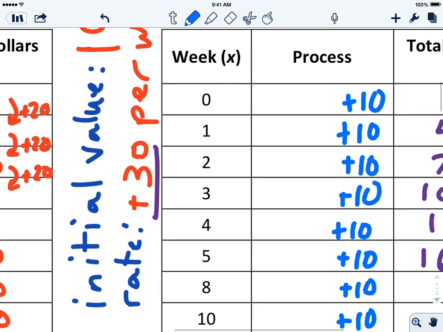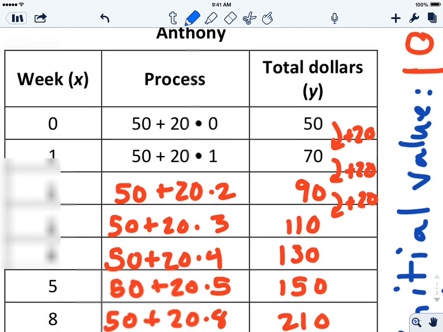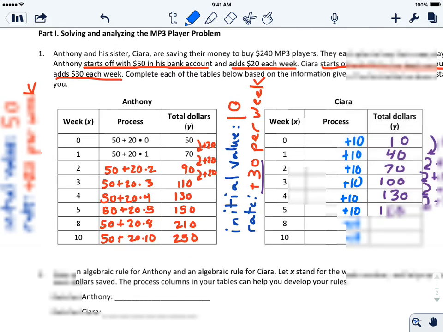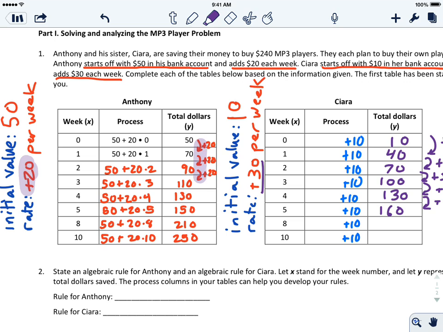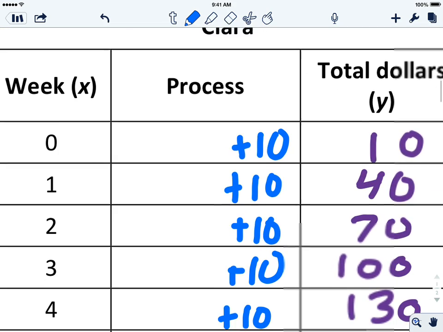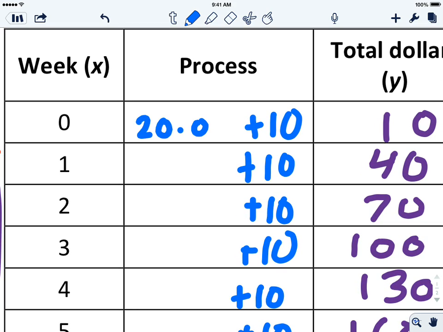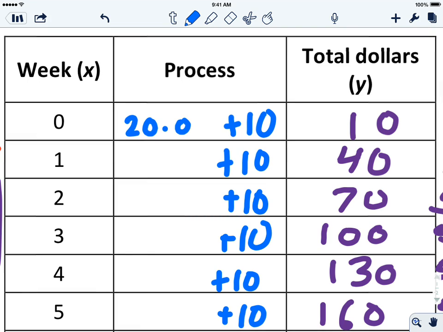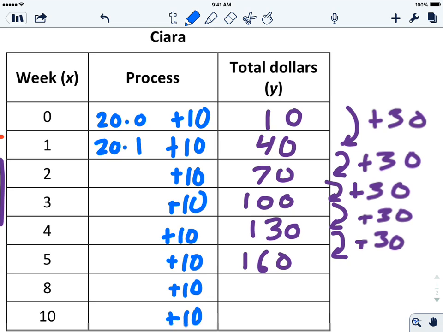I'm going to remember something else from the previous problem here, and that's that rate of 20 showed up both as this part, but it showed up as the multiplier as well. So I'm going to try that and see if it works. So I'm going to try 20 times 0 plus 10. 20 times 0 is 0, plus 10 is 10. Let's try 20 times 1 plus 10. 20 times 1 is 20, plus 10 is 30. Well, that's kind of a bummer.